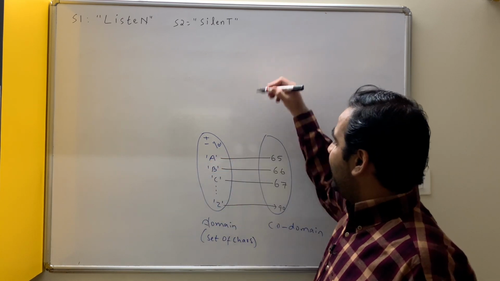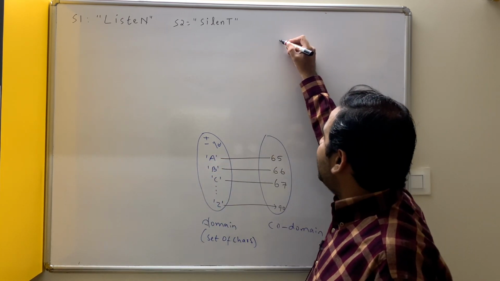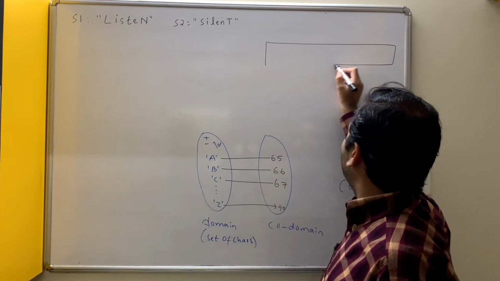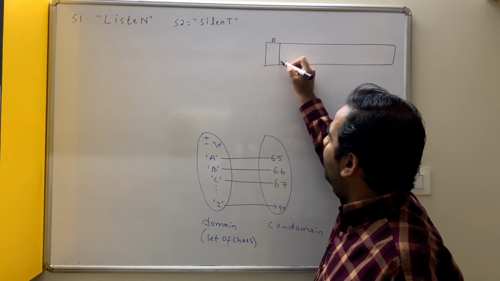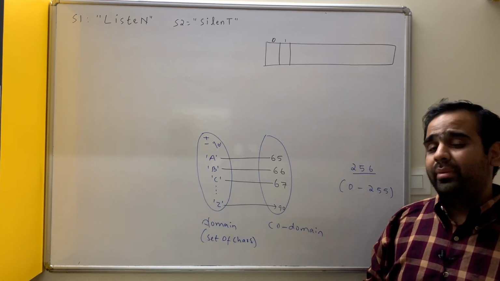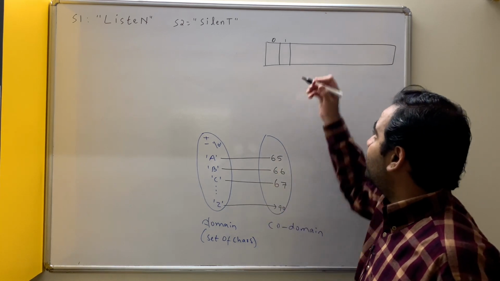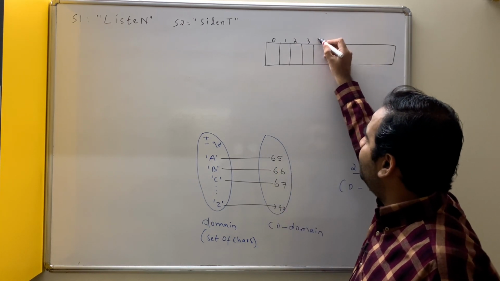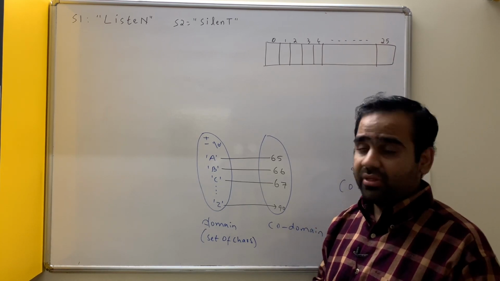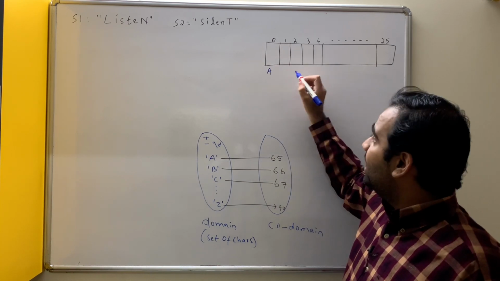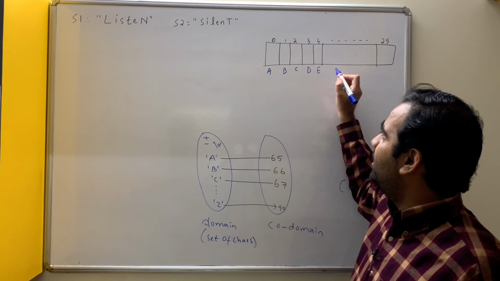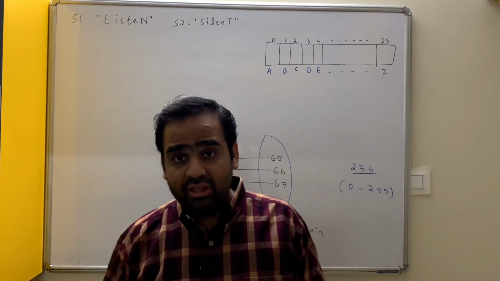Now let us take an array of size 26. Why is this an array of size 26? Because we are considering only the alphabets, and there are 26 alphabets. Hence we have indices 0, 1, 2, 3, 4 and so on up to index 25. Index 0 is for character A, index 1 is for character B, index 2 is for character C, index 3 is for character D, and so on up to index 25 for character Z.